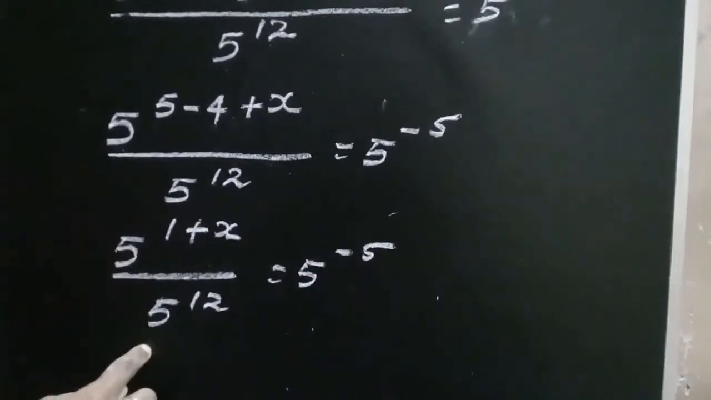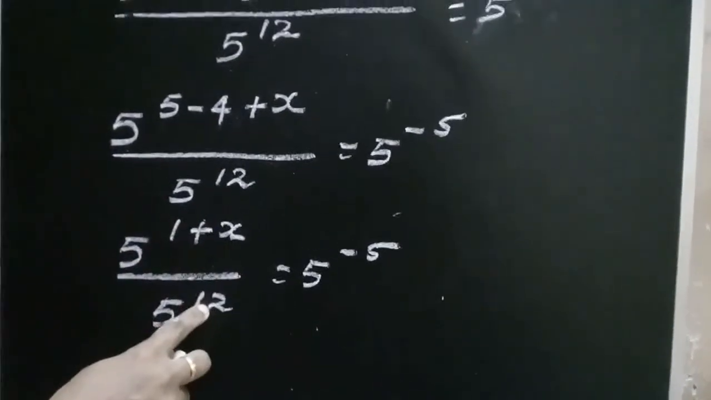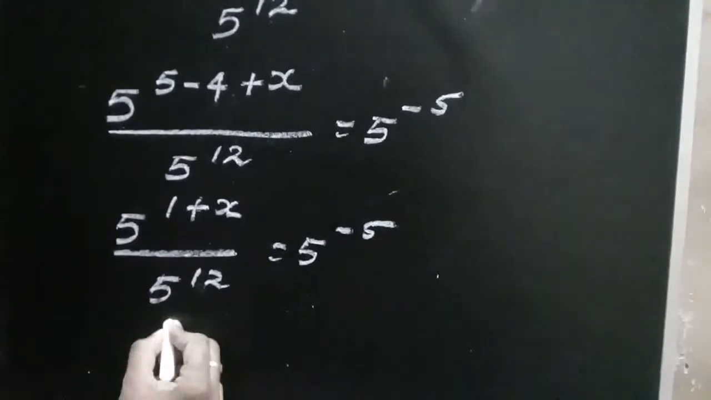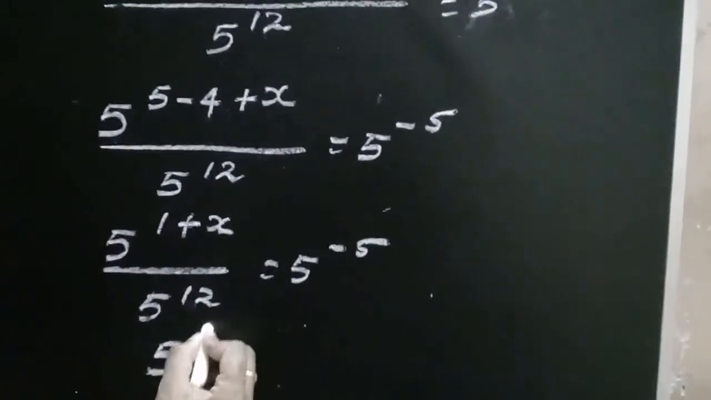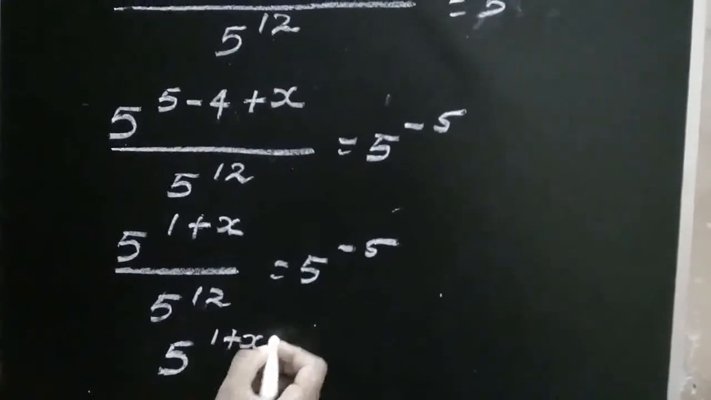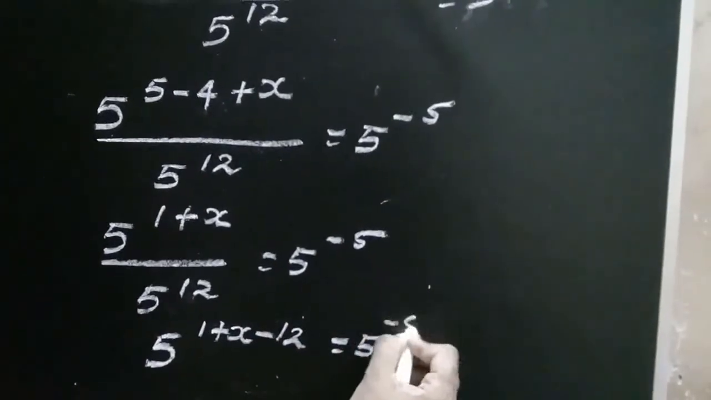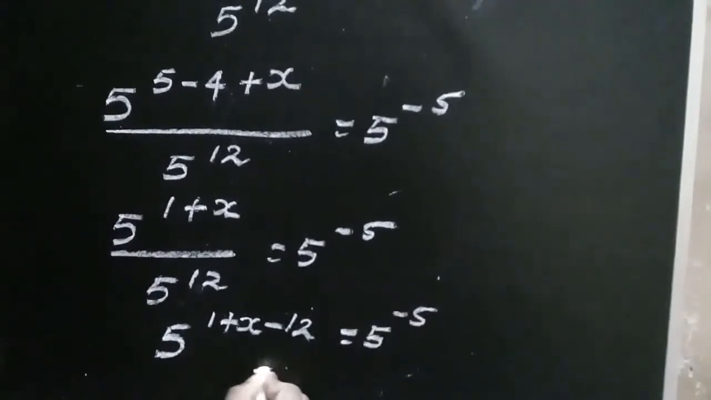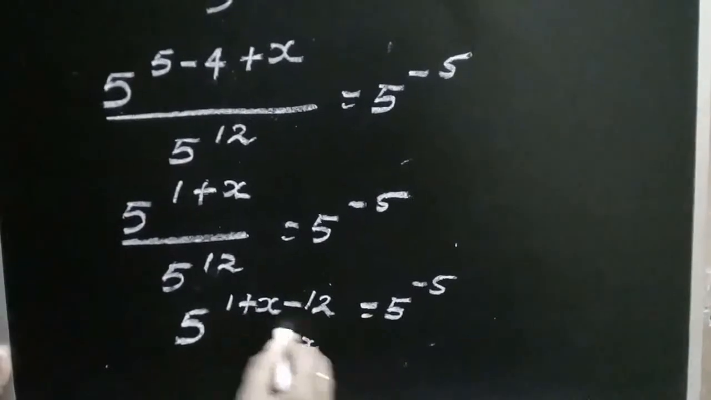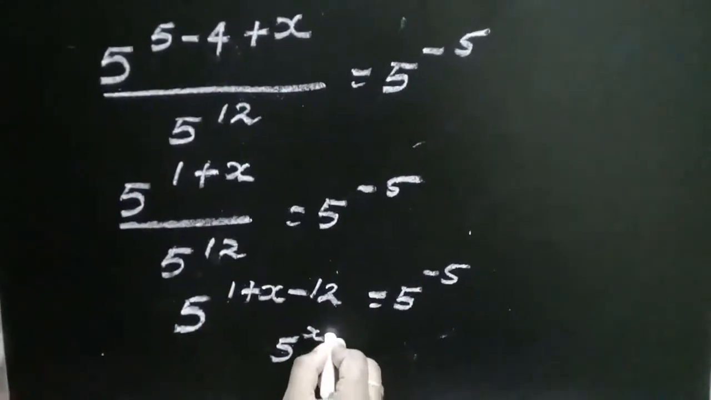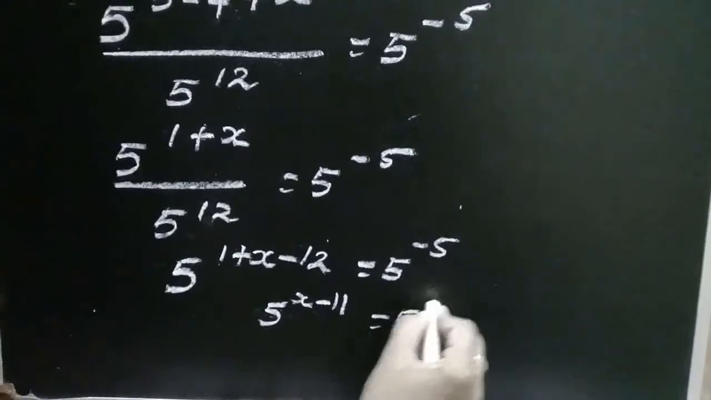So again we have to apply the power formula. A power m divided by a power n equal to a power m minus n. So division means we should subtract the power here. 1 plus x minus 12 equal to 5 power minus 5. So 5 power, so x, 1 minus 12, the answer is minus 11, equal to 5 power minus 5.